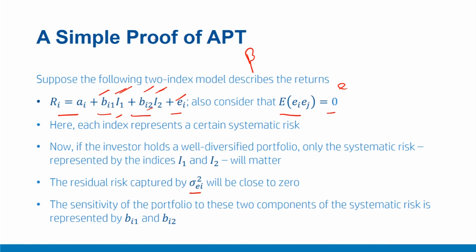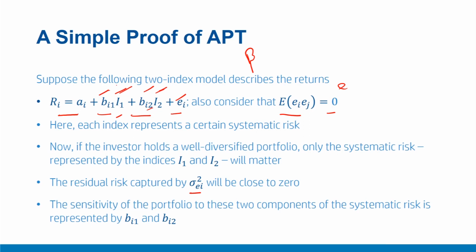Here, each index I1, I2 represents a certain systematic risk. It may be related to, for example, an oil and gas firm or a firm in energy, or the risk of recession, or the risk of an FMCG firm. And if the investor holds a well diversified portfolio, only the systematic risk represented by I1, I2 will matter. The residual risk, as we discussed, sigma i square, will be close to 0.